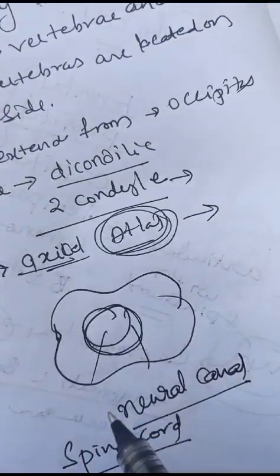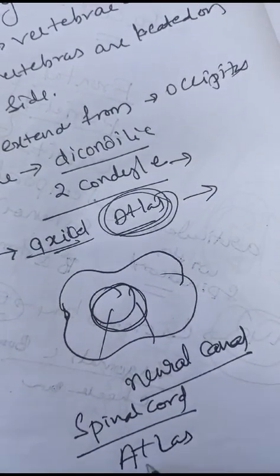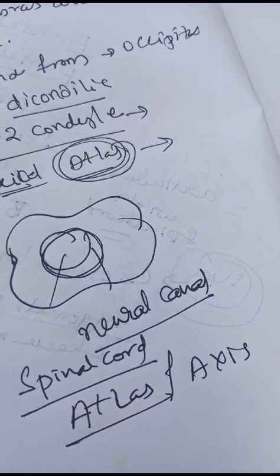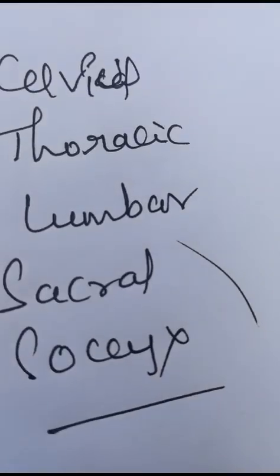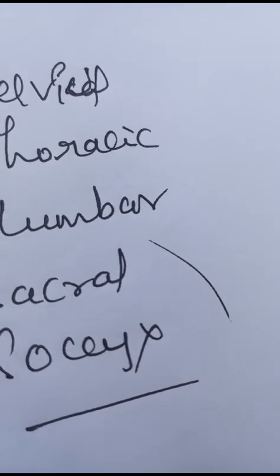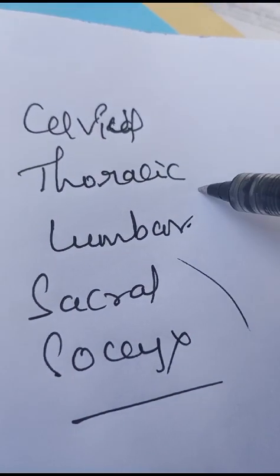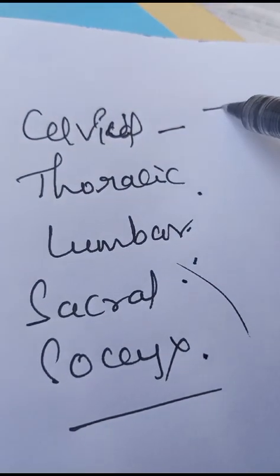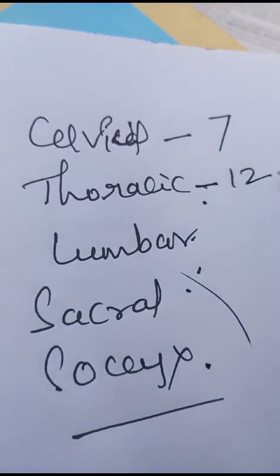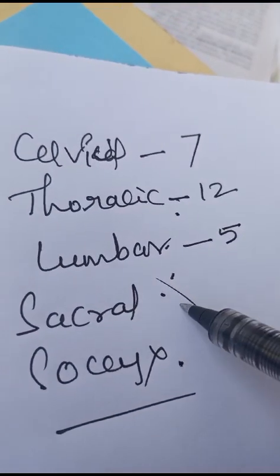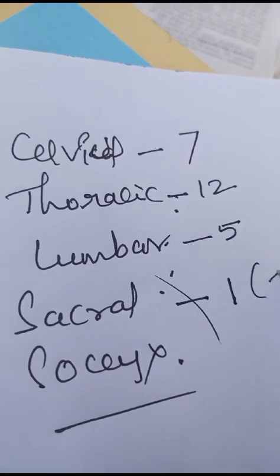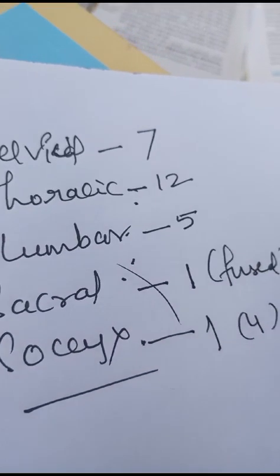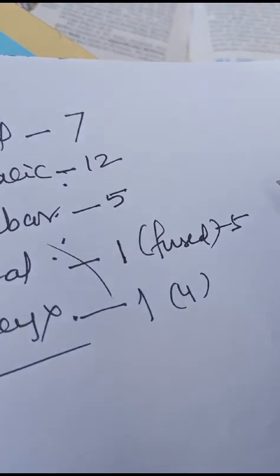Okay. First cervical vertebra is atlas, and second cervical vertebra is called axis. Vertebral column is divided into cervical vertebra, thoracic vertebra, lumbar vertebra, sacral vertebra and coccyx vertebra. Cervical vertebrae are 7 in number, thoracic vertebrae are 12, lumbar vertebrae are 5, sacral vertebra is only 1 but is formed by 5 fused bones, and coccyx is also 1 bone fused from 4 bones.